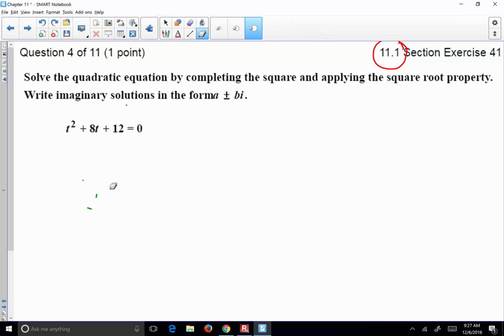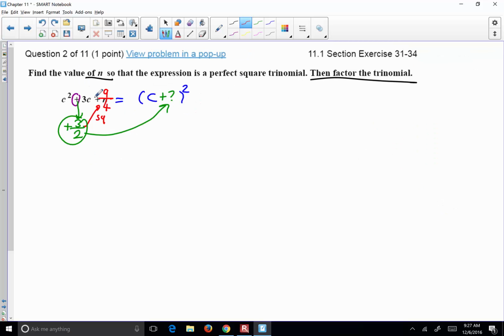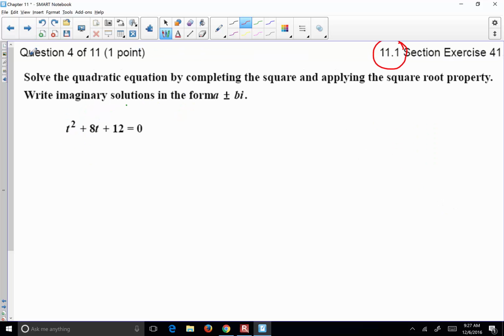Alright, next question. In the last 2 questions, you proved you have some skills here, completing the square. You're now going to really put that skill to work in this question. To solve this without the quadratic formula, you need to complete the square, and this is how you do it. First, get rid of these numbers, switch them to the other side, and get t's alone.